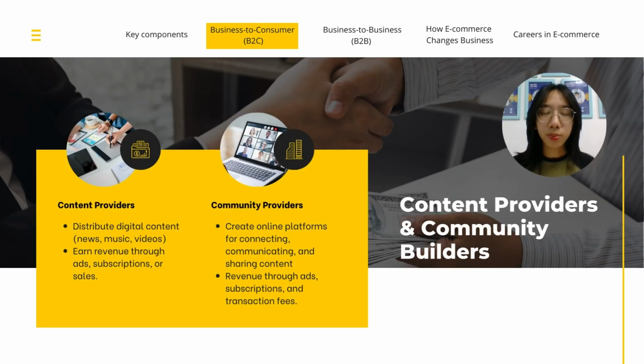Two of the most prominent B2C models are those focused on content and community. Content providers like Netflix and Spotify deliver a wealth of digital entertainment, news, and information directly to your screens, often funded by subscriptions or advertising. Meanwhile, community providers like Facebook, Instagram, and Twitter have become virtual town squares where we connect, share experiences, and even discover new products. These platforms generate revenue through ads, subscriptions, and even by facilitating transactions within their ecosystems.